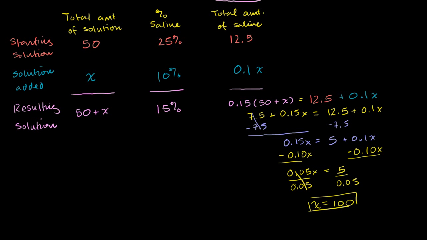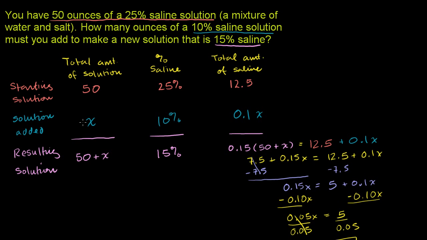So we're done. We figured out that x is equal to 100. If you add 100 ounces of 10% saline solution, you will end up with 150 ounces of 15% saline solution. So if you add 100, 10% of that, we actually added 10 ounces. So you have 12.5 plus 10, which is 22.5 ounces of saline in a solution of 150 ounces, which will be 15%. And we're done.